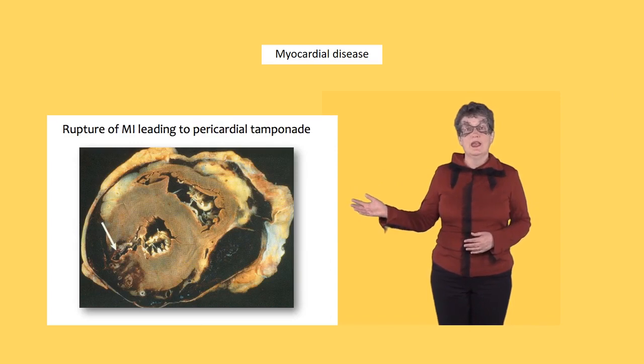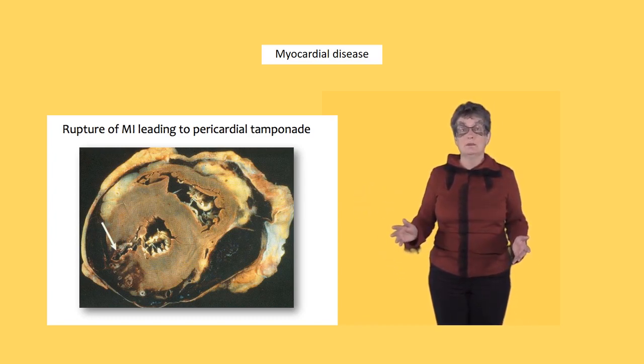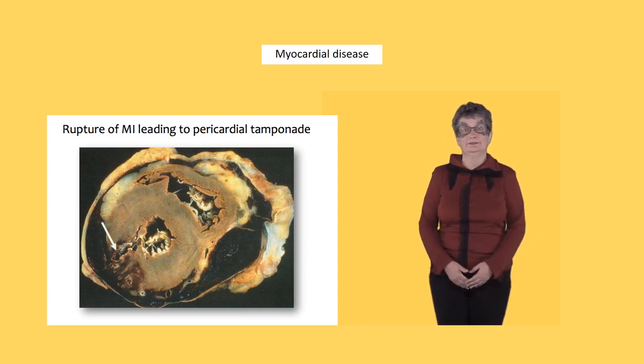This is where the heart has ruptured, leading to a massive accumulation of blood in the pericardium. The arrow is pointing to the rupture. The technical name for this is pericardial tamponade. Tamponade because the blood prevents the heart from expanding during diastole, which leads to sudden cardiac failure.